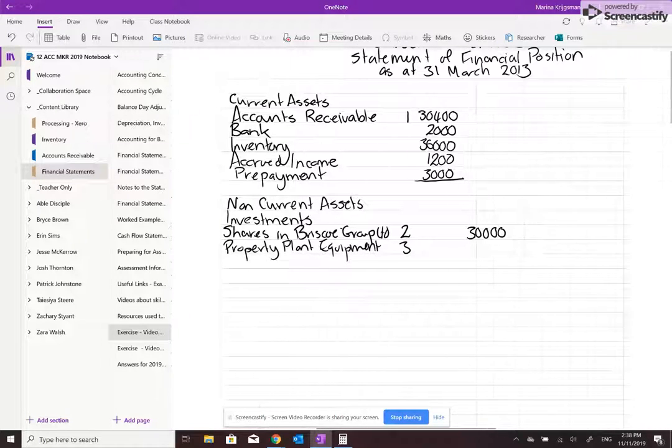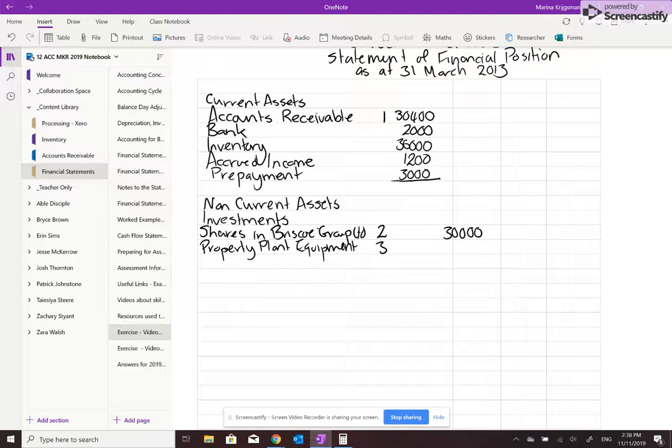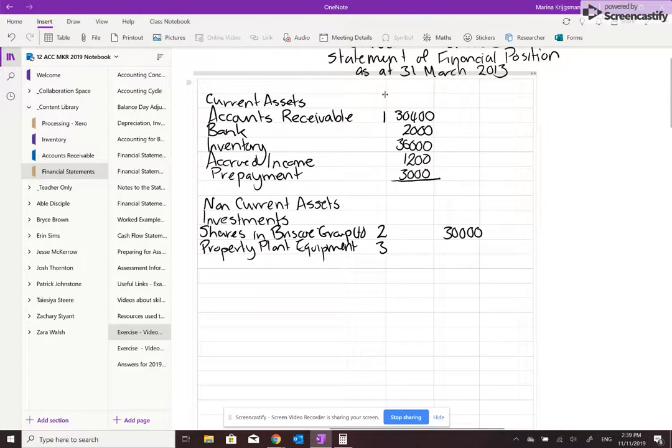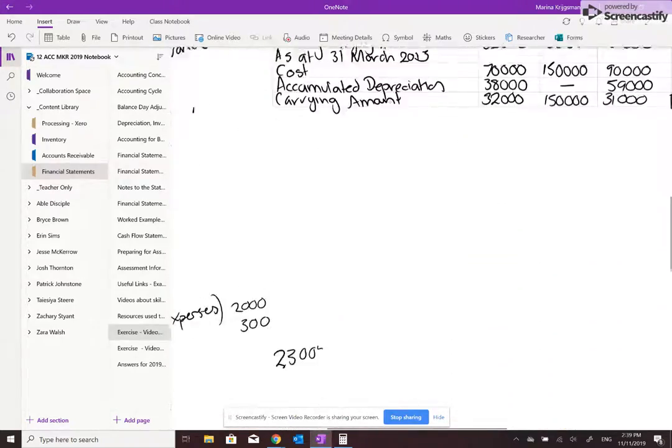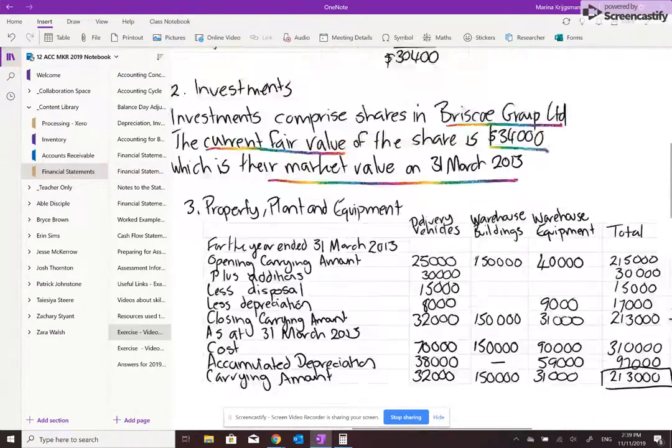Oh, for some reason everything's shifted across. Not sure what happened there. Let's see if we can shift it back where it belongs. There we go. And that's 72,600. And so we're going to put in 213,000.